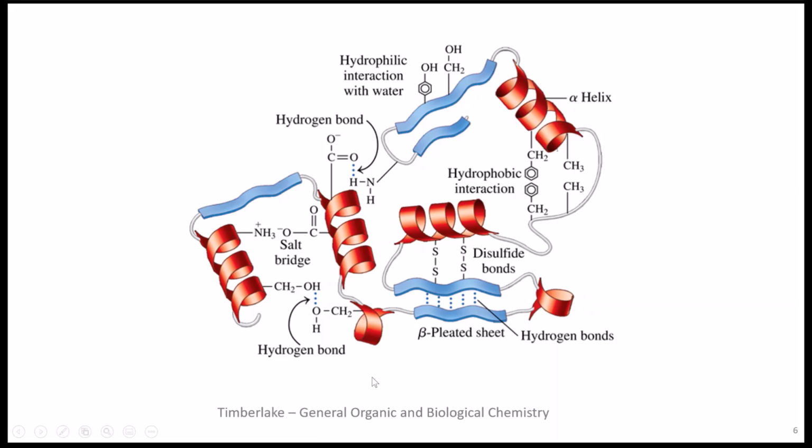On the bottom left is an example of some hydrogen bonding between some amino acids with hydroxyls on their side chain. And then here's an example of a salt bridge, where we do see a positively charged amino group interacting with a negatively charged carboxylic acid group.